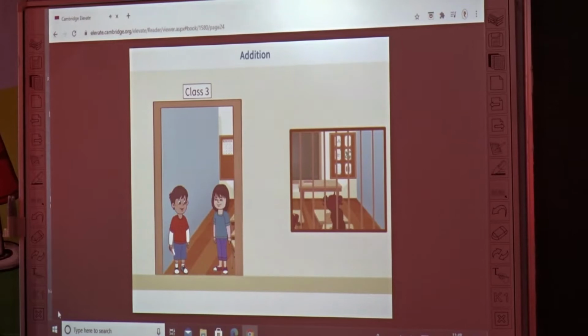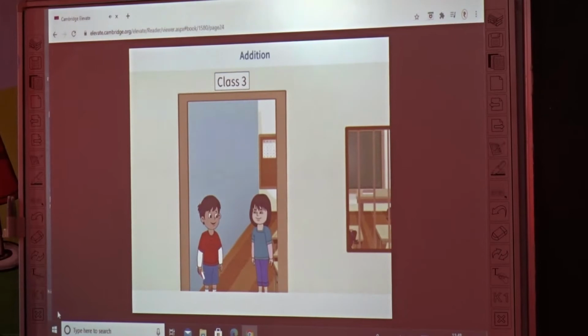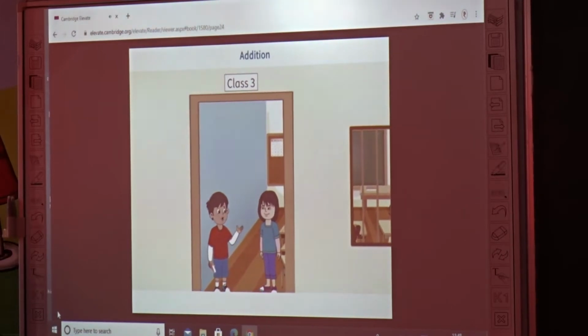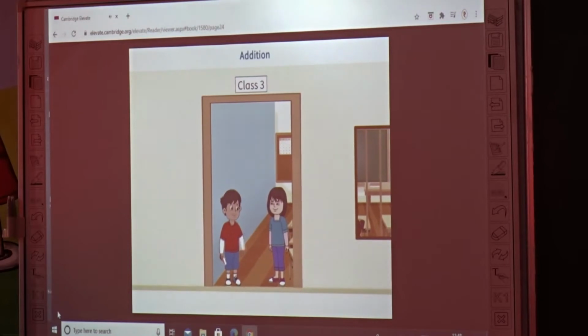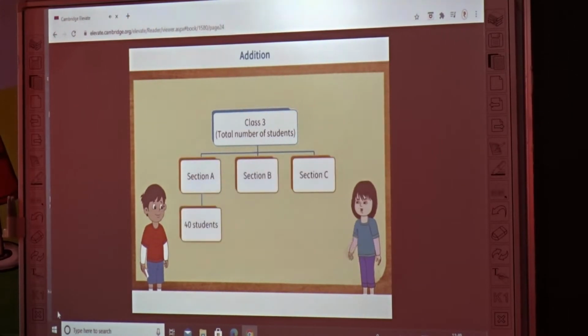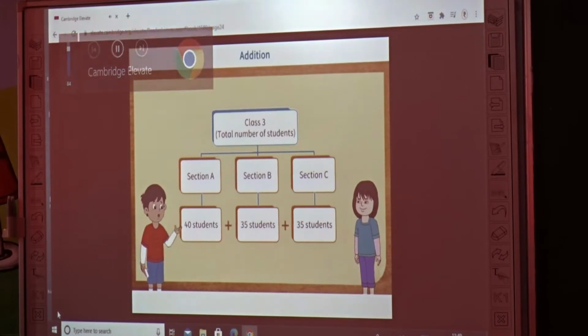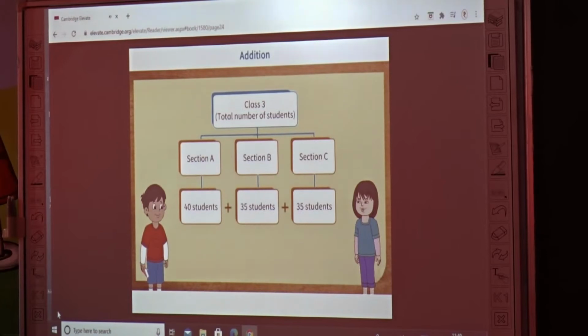Azhar wants to know the total number of students in all three sections of class 3. Bobby, do you have any idea how many students there are in class 3? Yes, class 3 has 3 sections, A, B and C. We have 40 students in section A, 35 in section B and 35 in section C. So tell me the total number of students. Simply add them up. 40 plus 35 plus 35. So, there are 110 students in class 3.